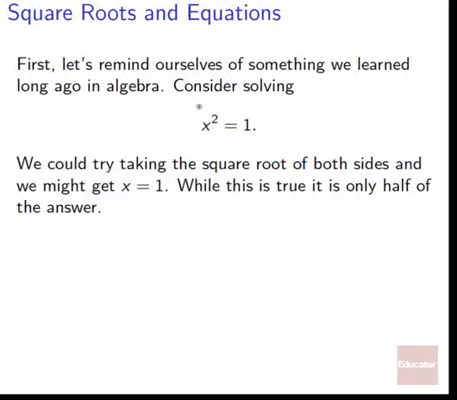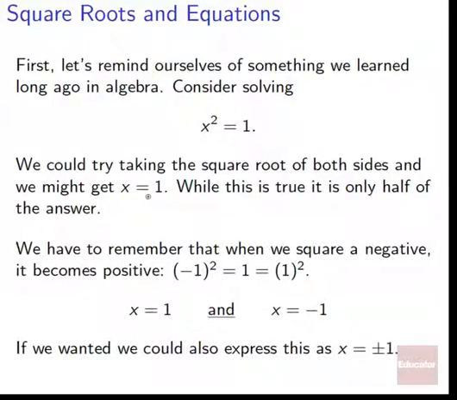First, let's remind ourselves of something we learned long ago in algebra. Consider solving x squared equals 1. Now, our first knee-jerk response would be take the square root of both sides, and we might get x equals 1. But we have to remember that's only half of the answer. Hopefully we remembered that when we take the square root of both sides, we have to also introduce a plus and a negative version. Remember, since negative 1 squared is equal to 1 and 1 squared is equal to 1, we actually have two answers for this, x equals 1 and x equals negative 1. When you square a negative, it loses its negativeness and becomes a positive number. So if we wanted, we could express this as x equals plus or minus 1, using this symbol right here, which we call the plus minus symbol.